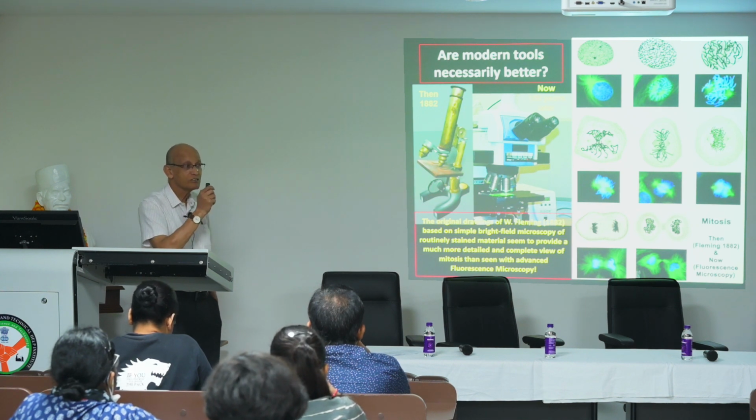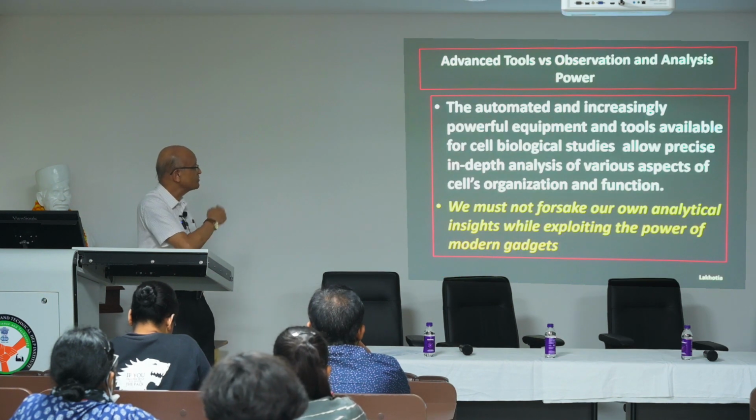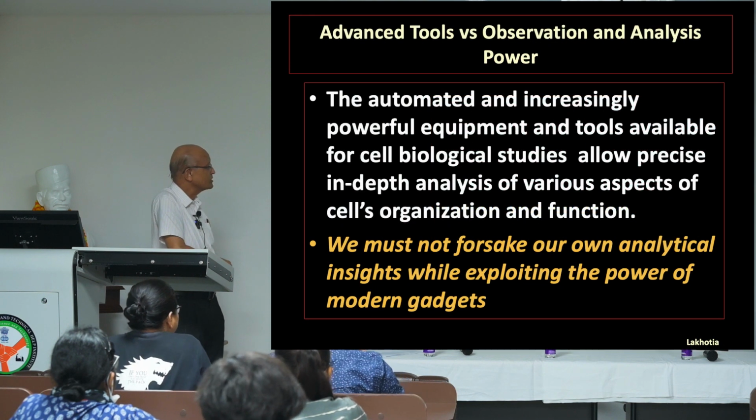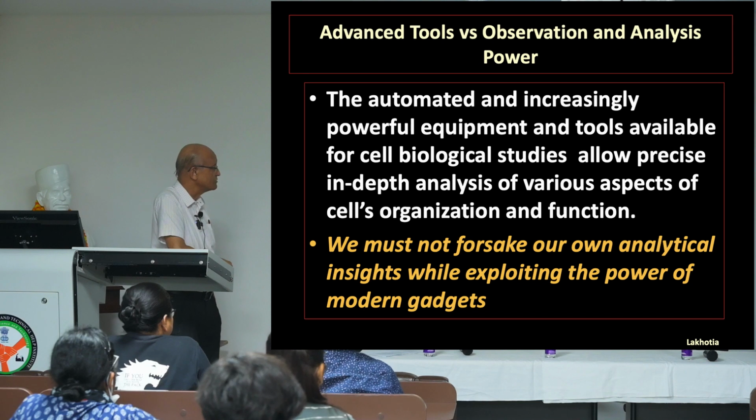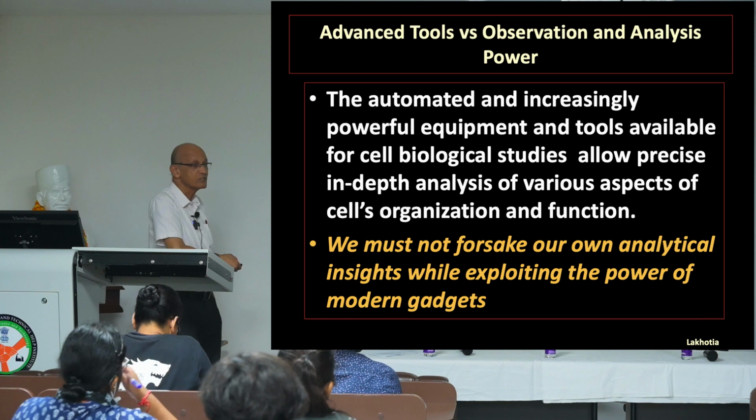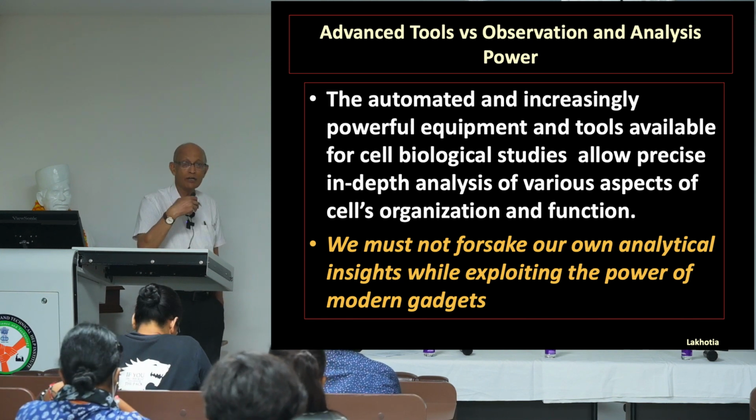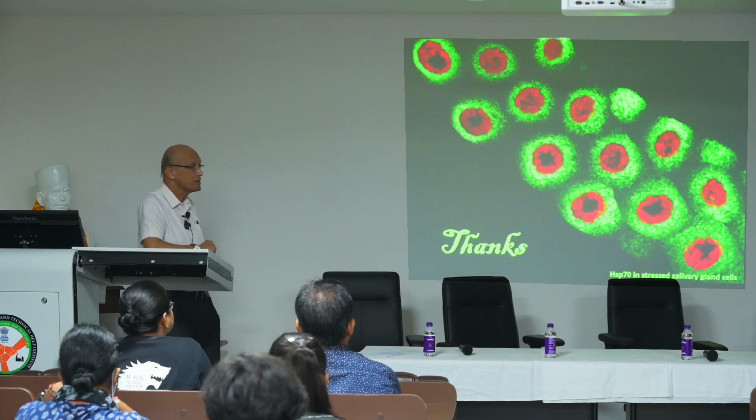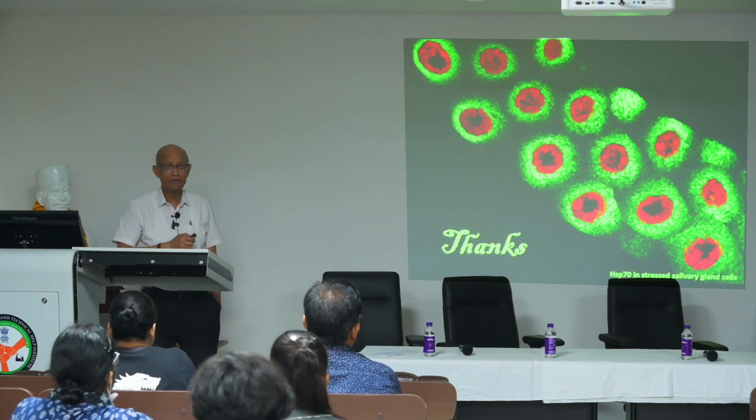But that doesn't mean that the confocal microscope doesn't give you that. Don't lose your brain in your thinking while using a confocal microscope, or any modern gadget that we use. And that's what I will say: the automated and increasingly powerful equipment and tools available for cell biological studies allow precise in-depth analysis, yes, but we must not forsake our own analytical insights. What we see, it's up to our brain, our thinking, our analysis to interpret what it is, to understand what it is, and that must be kept intact. So with that, I'll close and take any questions.